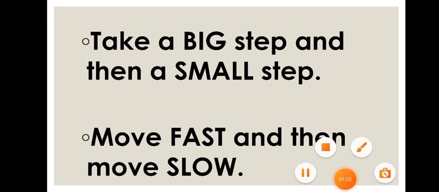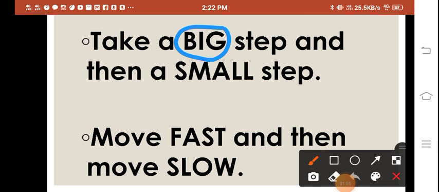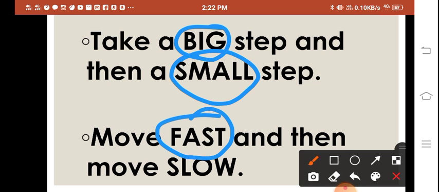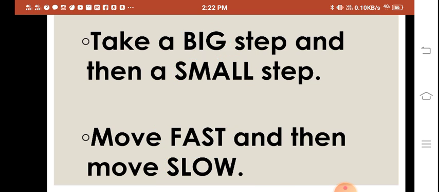So here, tell me what the words big and small, and fast and slow, show us. Yes, they show us that they are opposites of each other. The opposite of big is small and the opposite of fast is slow. So today we are going to study chapter number 4, opposites.